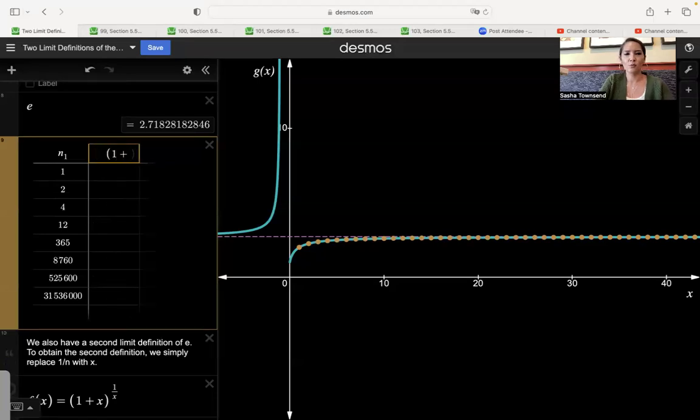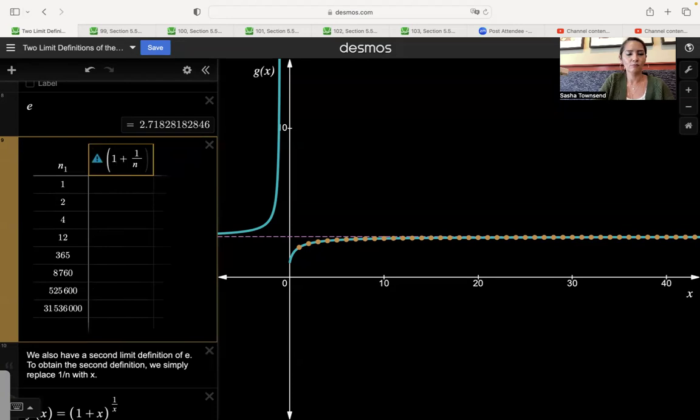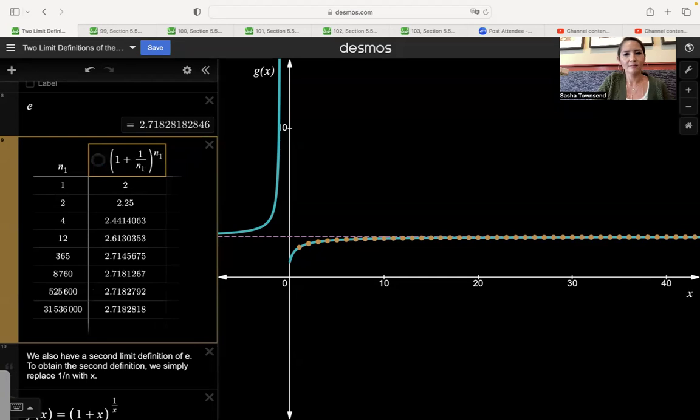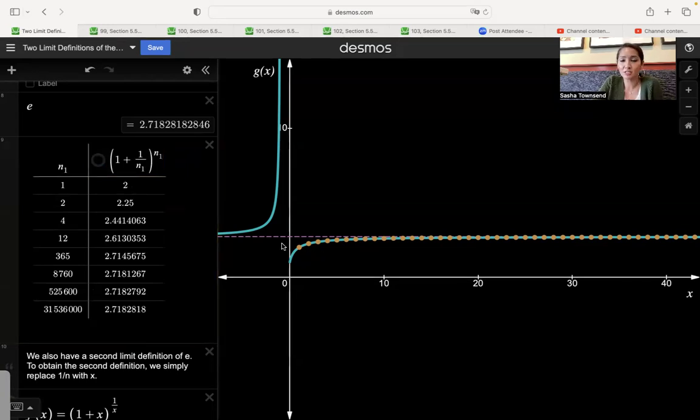Have 1 plus 1 divided by our n value, all raised to the n value. And we have that. We see we have the same list of numbers. And we can see just graphically that if we graph g and we graph that sequence a sub n, the points on a sub n lie on the graph of g. So the limit as n goes to infinity of a sub n is equal to the limit as x goes to infinity of g of x. So they both approach the same value, and that value that they approach is e.